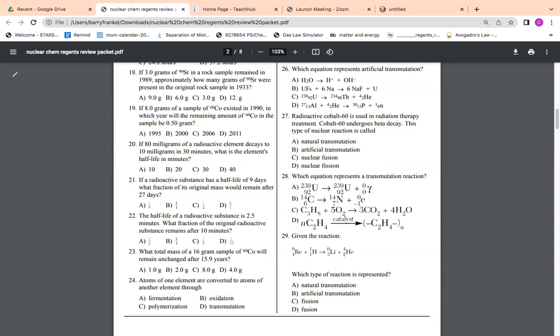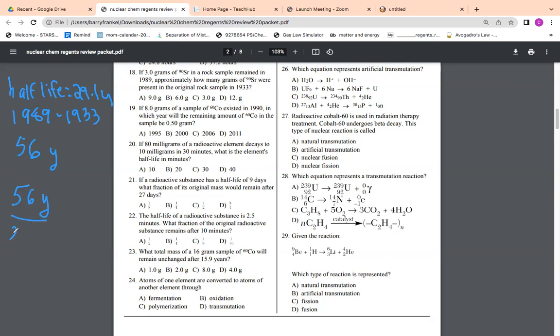So I'm just gonna write up here, our half-life is 29.1 years. So let's figure out how long or what the time elapsed is. So it's 1989 minus 1933. And this means that 56 years have gone by. Okay. And if we think about 56 years, that's the time elapsed.